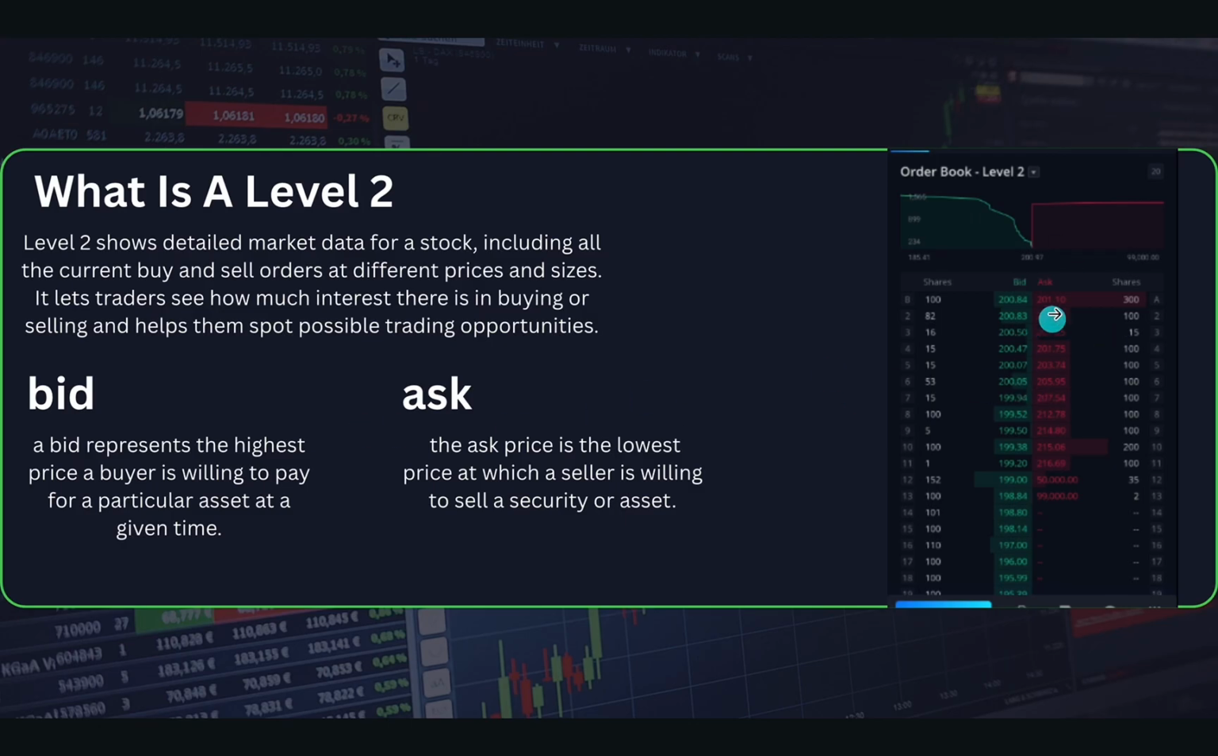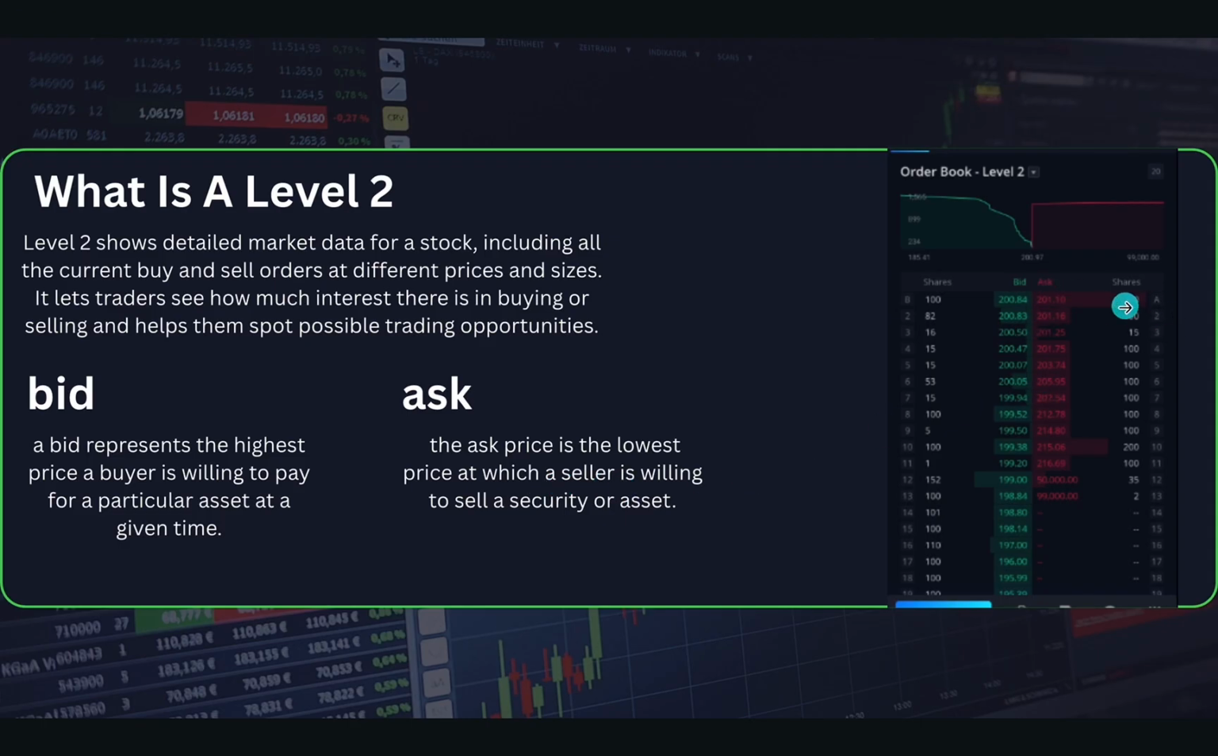If you don't know what bid and ask is, I did show you a previous video on what these mean, but I'm going to share it right now. A bid represents the highest price a buyer is willing to pay for a particular asset at a given time, and the ask price is the lowest price at which a seller is willing to sell a security or asset.